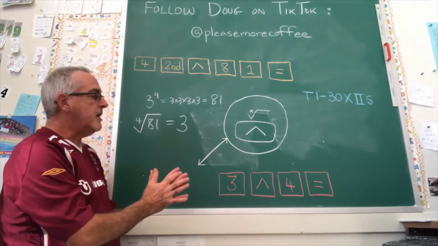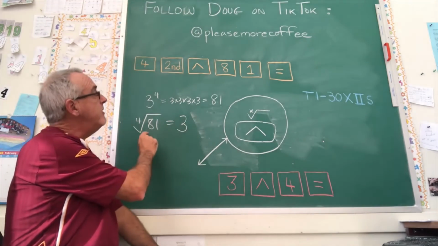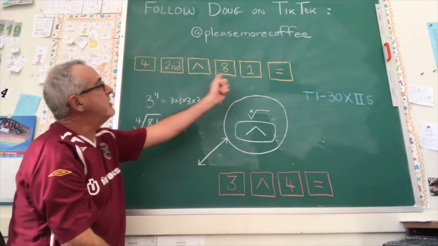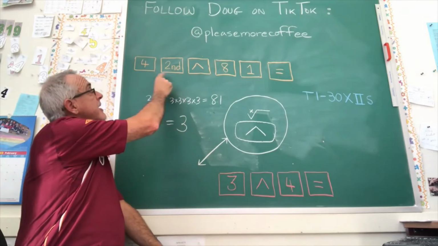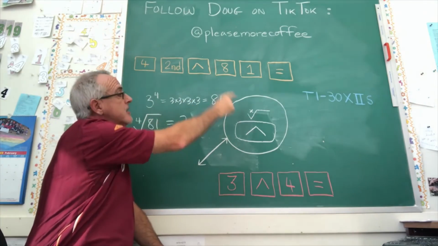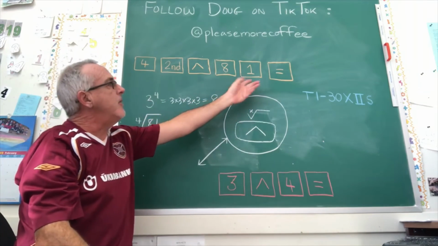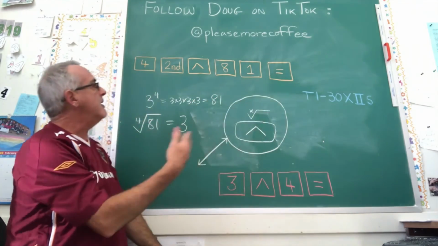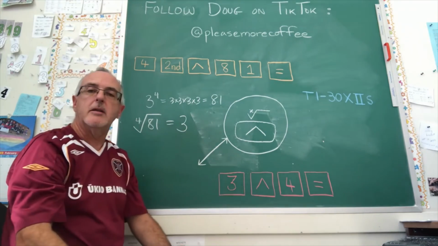If I'm doing the same process in reverse though, I want to know what the fourth root of 81 is, then these are the buttons I push. I put in the 4 first, then the second, and the caret, so that I'm using this instead of this. Then I type in the 8 and the 1 for 81 and the equals, and it will tell me that the fourth root of 81 is 3 as my answer.